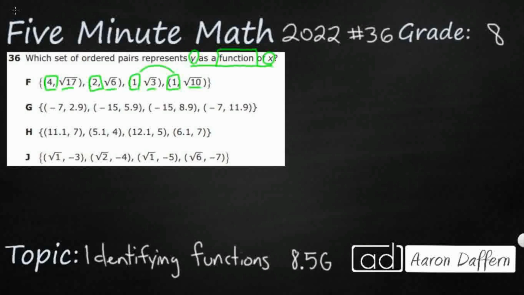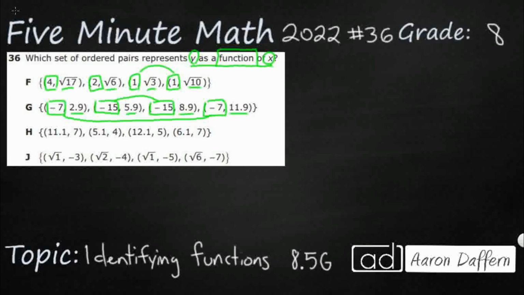So my y's first, I've got 2.9, 5.9, 8.9, 11.9. So they're all decimals, whereas in F they were all square roots. Don't know if that has anything to do with it. Let's check my x's. I've got -7, -15, -15, -7. Okay, interesting. I've got 2 repeats. The -15s and the -7s are repeating on the x's. So far, I'm repeating x's on the F and the G.